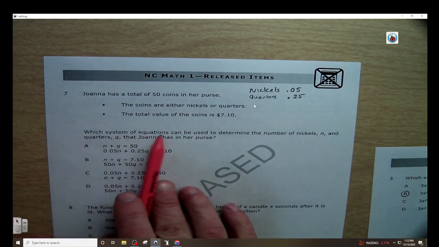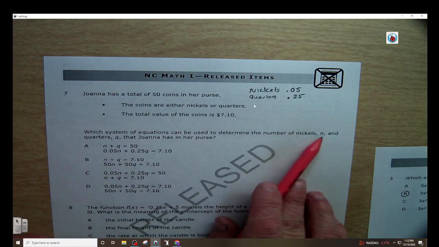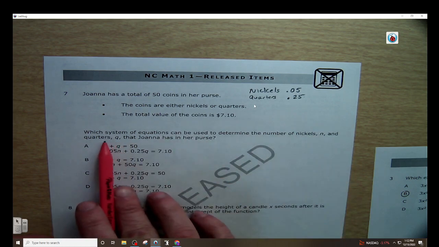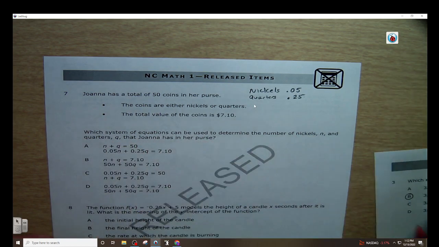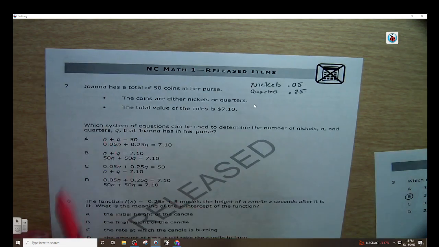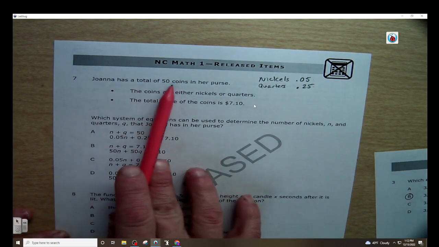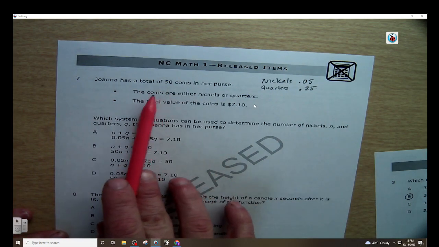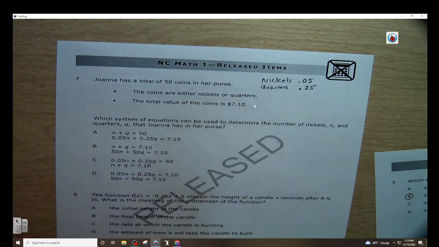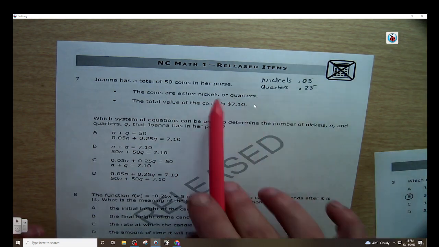Which system of equations can be used to determine the number of nickels n and quarters q that Joanna has in her purse? Well, guys, if you think about it, you're not having to solve anything. They make this really easy. All right, now, let's think about this just a minute. She has a total of 50 coins. Now, it says the coins are either nickels or quarters, so you have no other coins, just nickels and quarters.